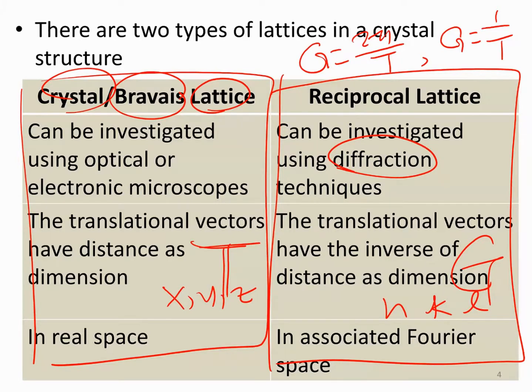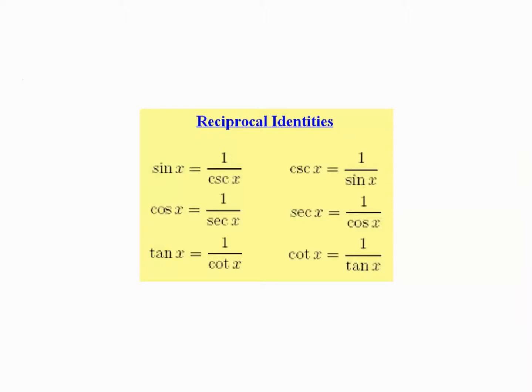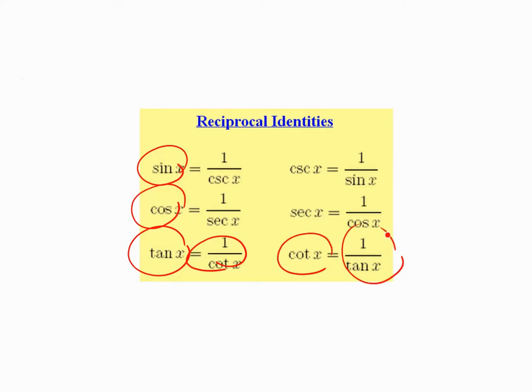The crystal lattice is in real space, and the reciprocal lattice is associated with Fourier space. That's the reason why we need to use the Fourier synthesis to convert the reciprocal lattice to the real lattice. Reciprocal just means inverse. In fact, you have heard about this term before in mathematics. We have the reciprocal of sine, the reciprocal of cos, the reciprocal of tangent, we get cotangent, right? The reciprocal of cotangent, you will get tangent. So this is basically just real and reciprocal.